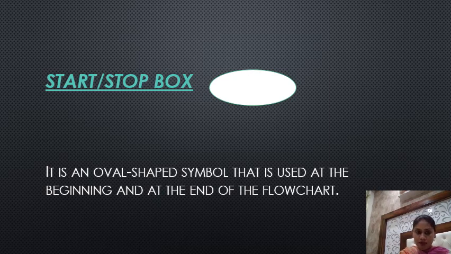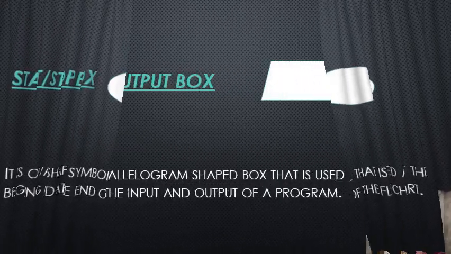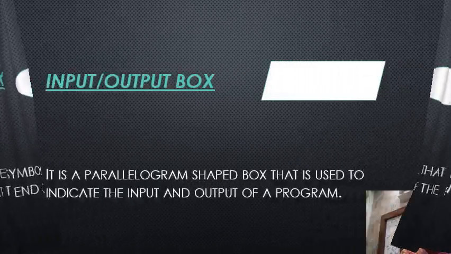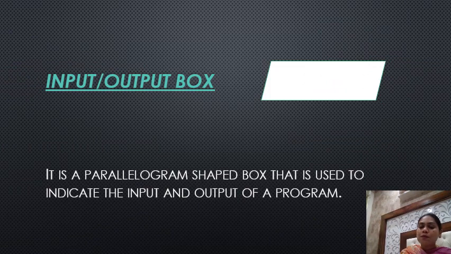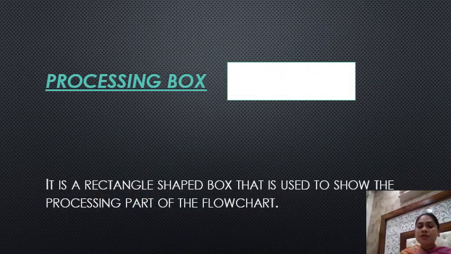Start and stop box. It is an oval-shaped symbol that is used at the beginning and at the end of the flowchart. This is the first and foremost symbol used in the flowchart because it is a start and stop box. A parallelogram-shaped box is used to indicate the input and output of a program. Next, come to the processing box. It is a rectangular shaped box that is used to show the processing part of the flowchart.